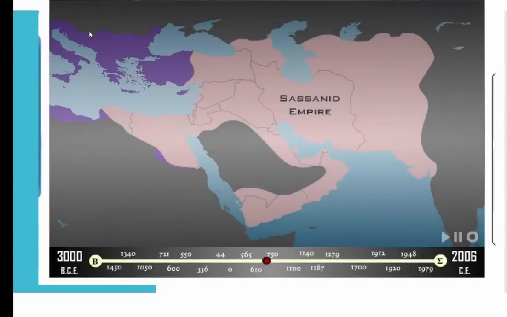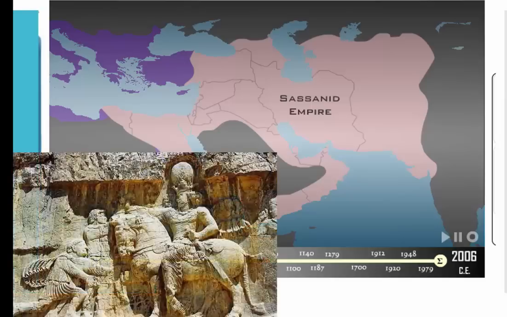At the same time as the Byzantines ruled further to the west, the Sassanid Empire took over the Persian Empire. They left, again, a lot of relief sculpture and coinage.